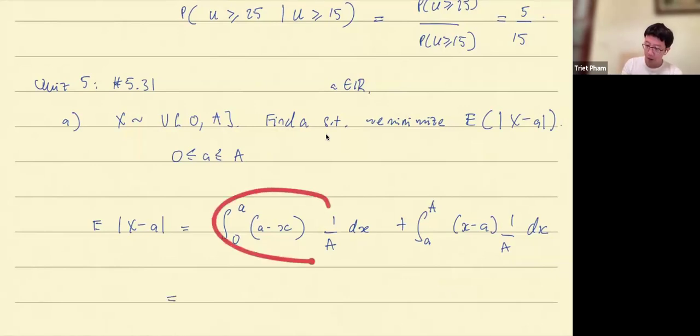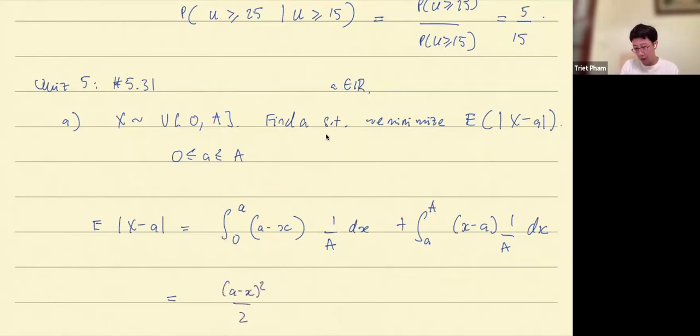And then, of course, this can be calculated. So I think this is (a minus X) squared over 2. Let's see if that's true. Sorry, it's not (a minus X) squared, it's a squared over 2. There's 1 over A here, which won't do anything. And then this one is (A minus a) squared over 2. Agree?